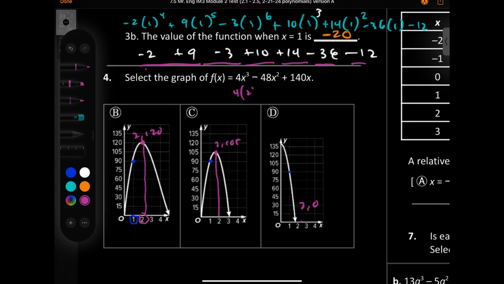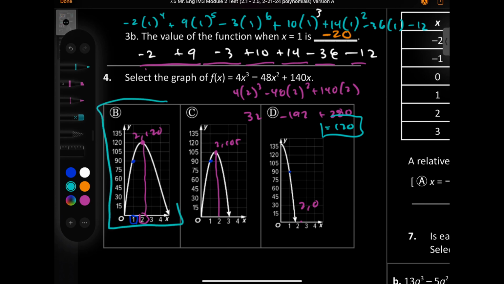So let's go ahead and put in x equals 2 and see what happens to our graph. So now I'm just inputting into this function. 32, 4 times negative 48 gives me negative 192 plus 280. So 32 minus 192 plus 280, I get 120. And then 120 was this graph right here.